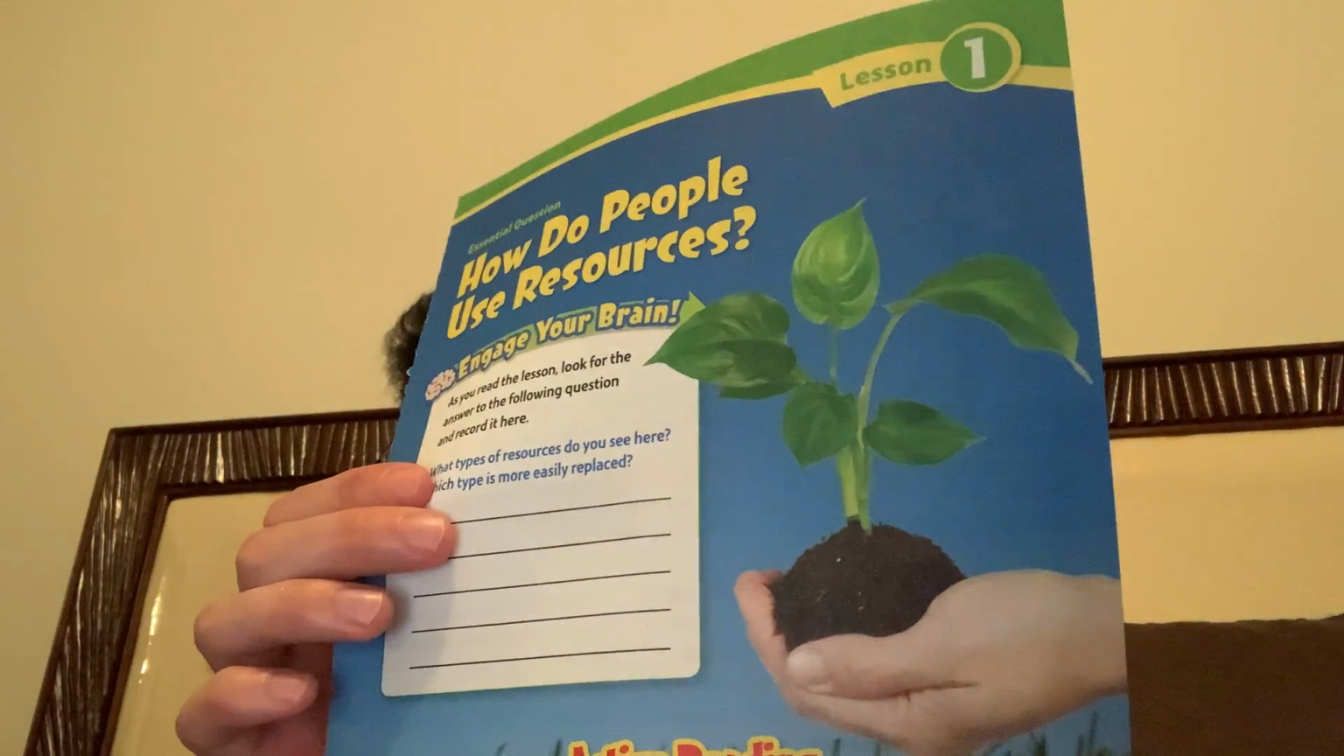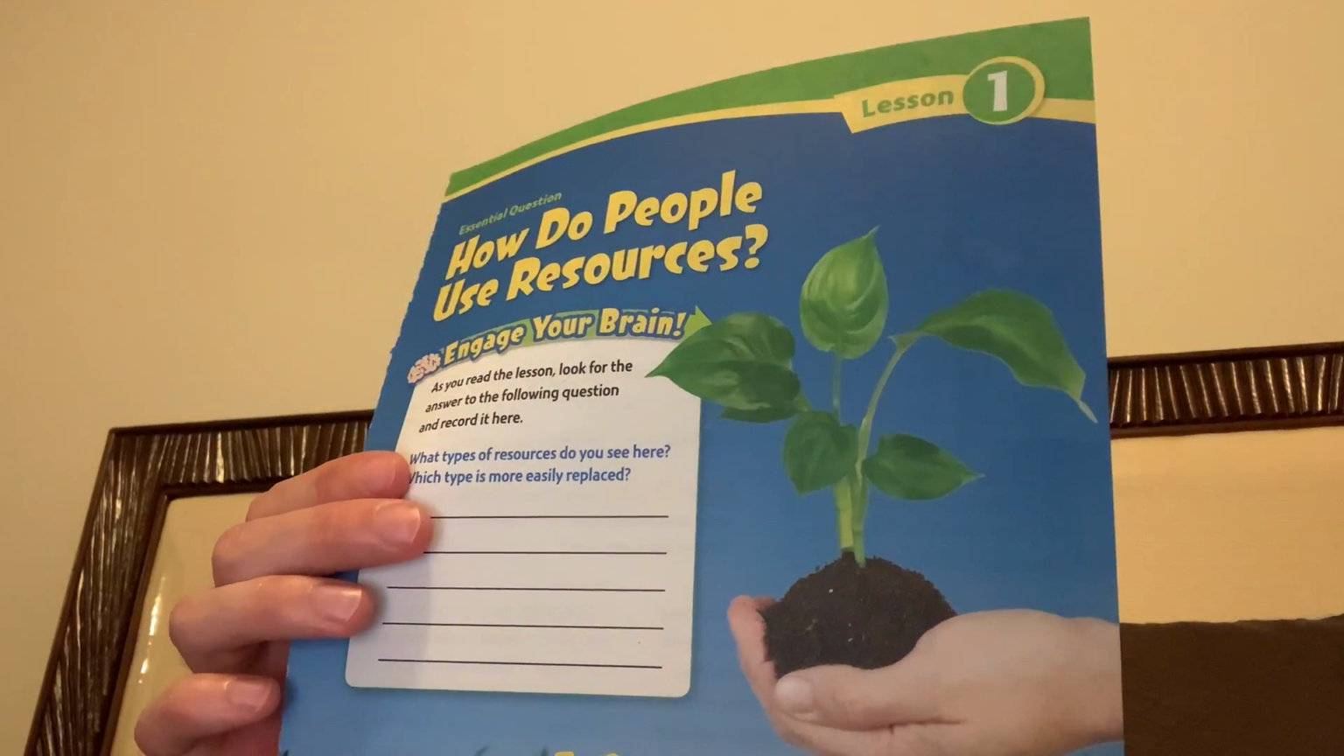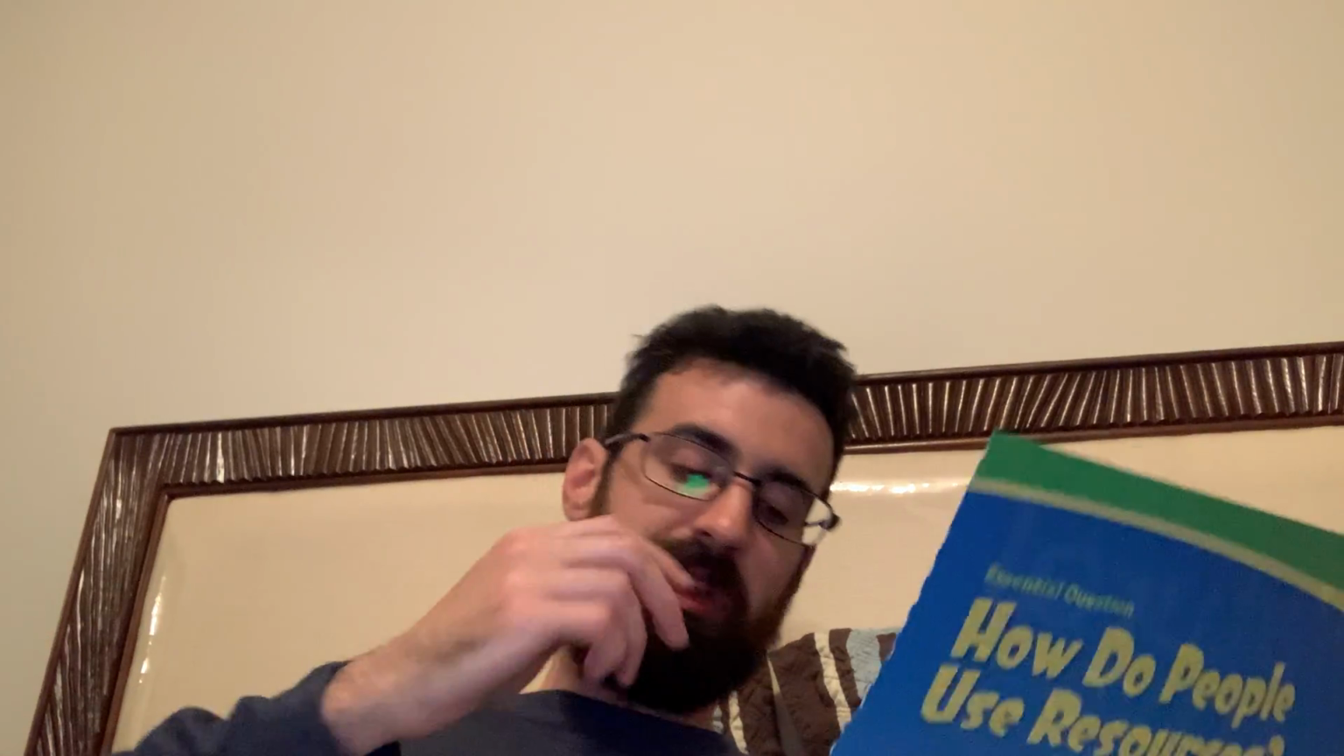Anyway, we're going to move on to lesson 1, page 329. The central question is, like I said, how do people use resources? It shows a picture of a person that looks like they're about to plant something in the ground, a little plant. So let's learn about natural resources.